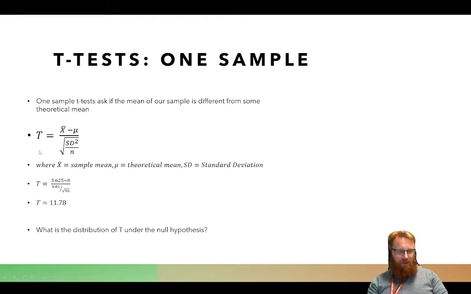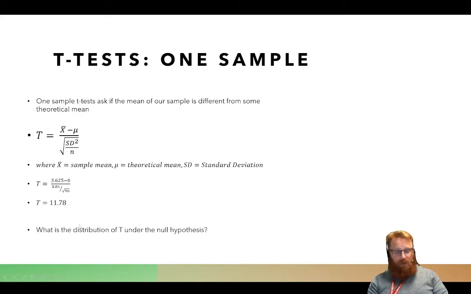Well, you calculate t much in the same way as you do with an F, but it's not quite the same. You take the mean of your sample, you subtract from it your theoretical mean, the number you want to know that it's different from, in this case 0, so you just get the mean, and then you divide it by the square root of the standard deviation squared, i.e. the variance, divided by n. You go through that, and in this case you get t equals 11.78.